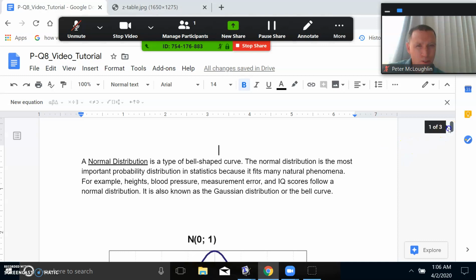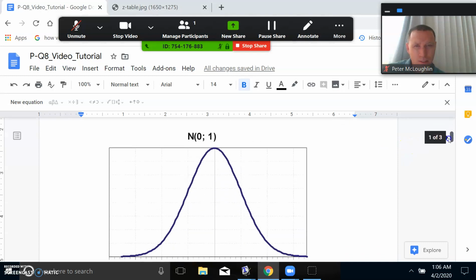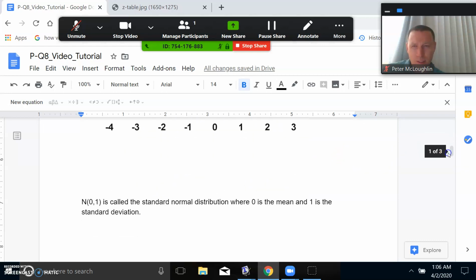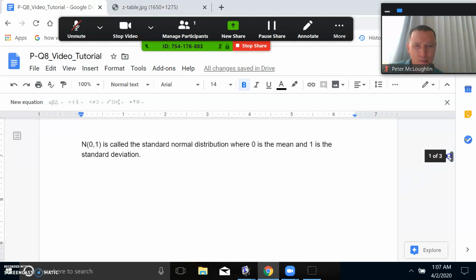So here's a picture of a normal distribution. This is a special one. It's called N(0,1). This is called the standard normal distribution, where 0 is the mean and 1 is the standard deviation. Okay, let's keep going.